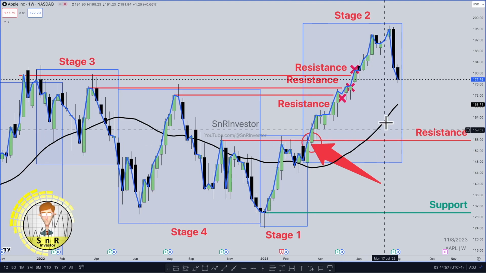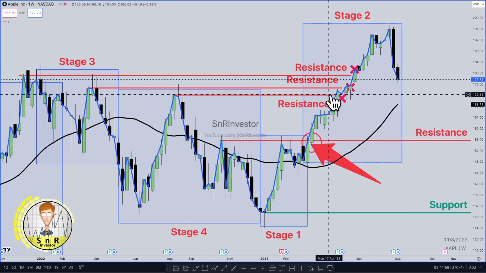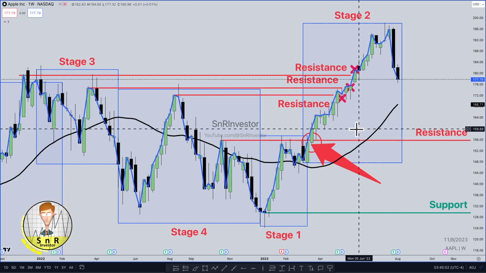Using support and resistance together with stage analysis can strengthen the analysis of price action, and this can help you to better make your investment decision on when to invest and at what price to invest in.